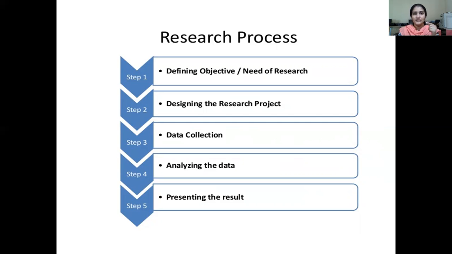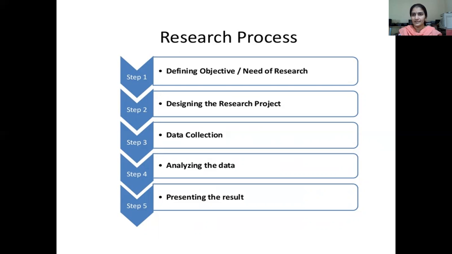Then comes designing the research project. So after the objectives have been set or defined, to reach those objectives, we will be designing the research project. Now what is this research project? How are we going to design it? Then the next step is data collection. Once the design of the research project is completed, then we are going to collect the data according to the design set. Then the fourth step is analyzing the data.